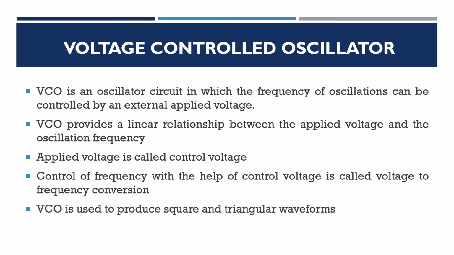VCO is used to produce square and triangular waveforms. So here two waveforms we can obtain, the square wave and the triangular waveform. Now normally, in the applications of this voltage controlled oscillator, we use an IC. The IC provided by Signetics, termed either SC or NE 566, is used. So we will see the pin configuration of this voltage controlled oscillator IC, the block diagram and the connection diagram, and how it can be enabled to obtain this particular voltage controlled oscillation.